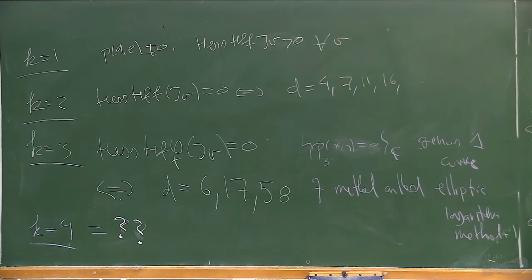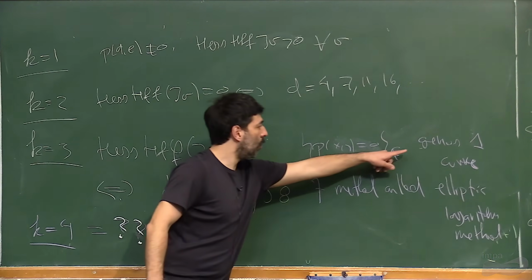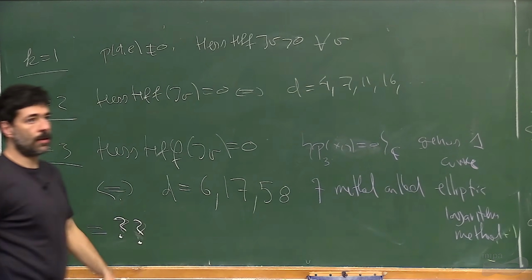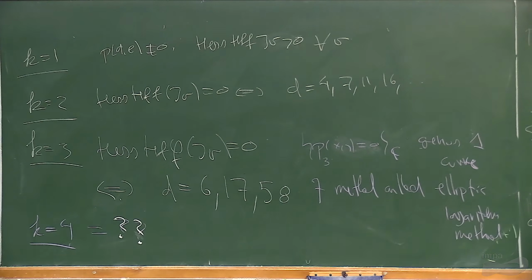And that's the mystery. What happens in the k equal 4 case is that when you go to this equation, you get a higher genus curve. And apparently, there's no method to do something like that. It seems like an intractable problem. Yes, maybe I'll stop here. Thanks.